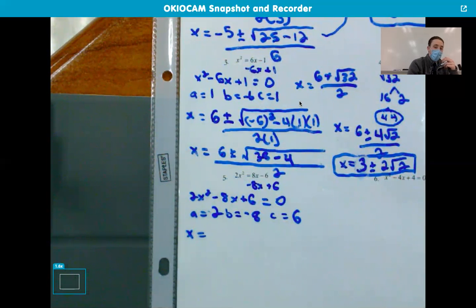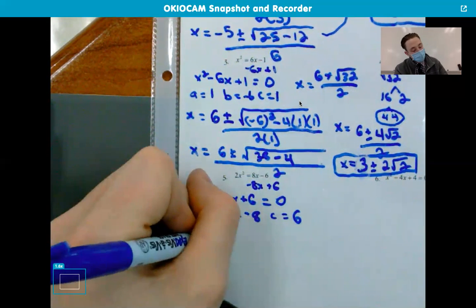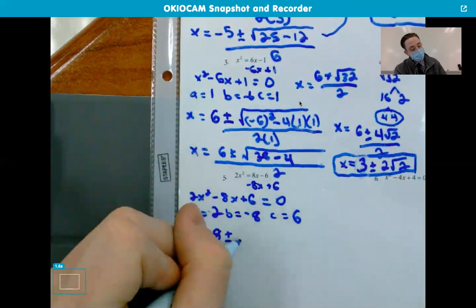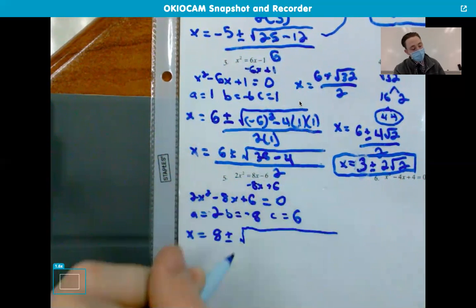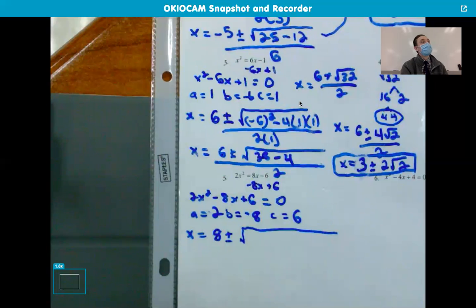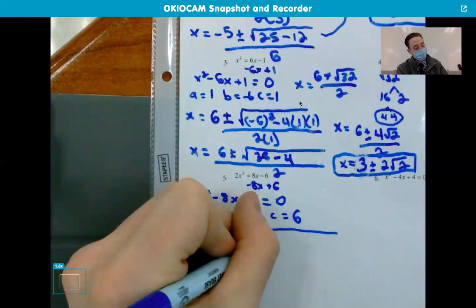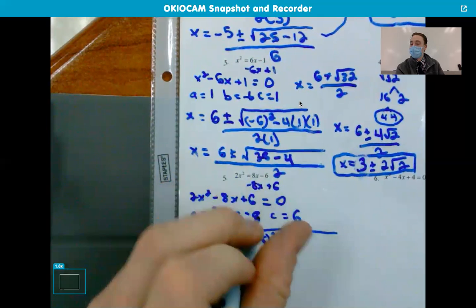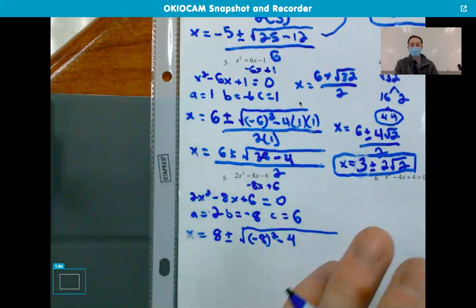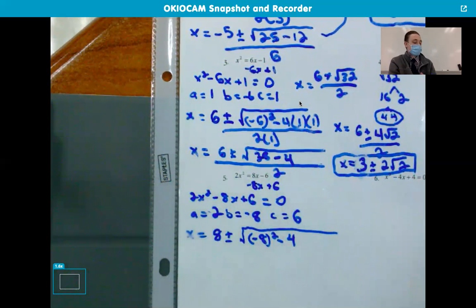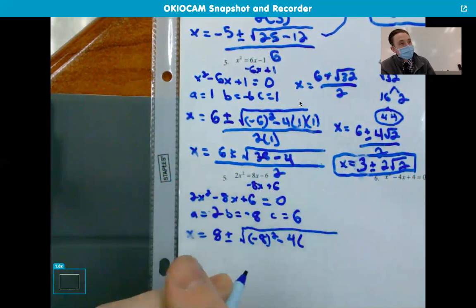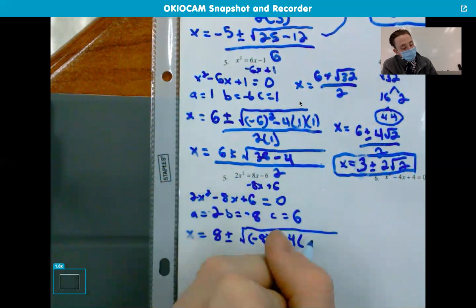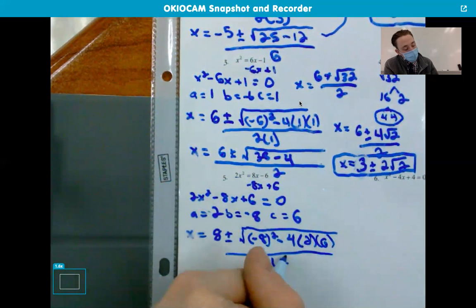It's definitely positive 8. I know that. So positive 8 plus or minus negative 8 squared. Sorry, I got too many people talking. It says Emma in here is actually answering. So you have negative 8 squared, right? And you said minus 4 times 2 times 6 over 2 times 2. Good.